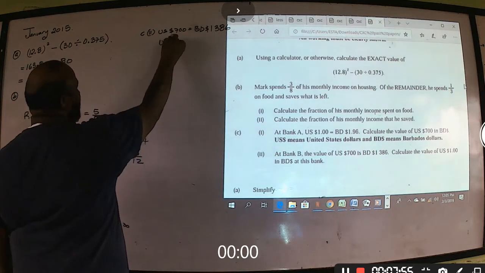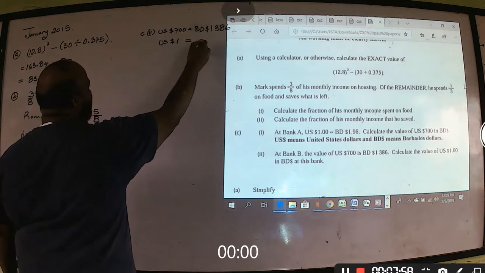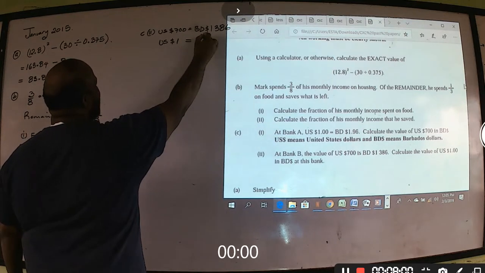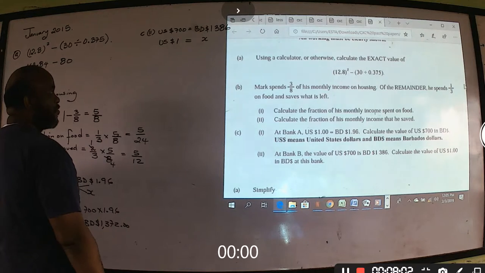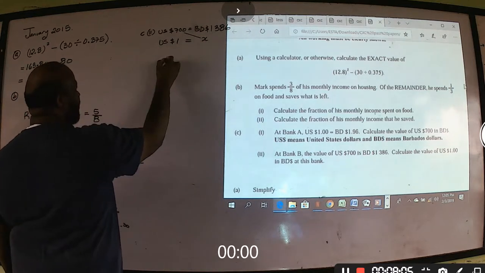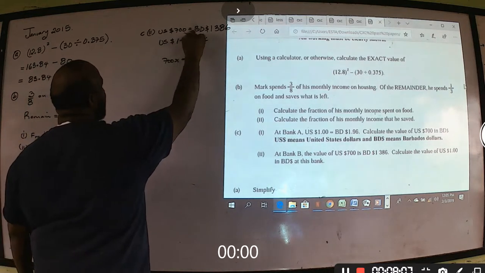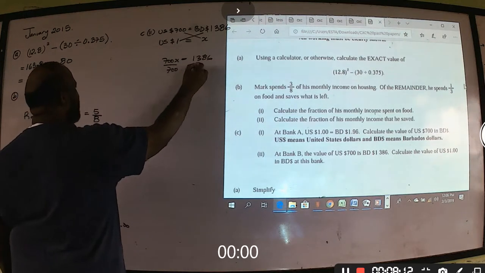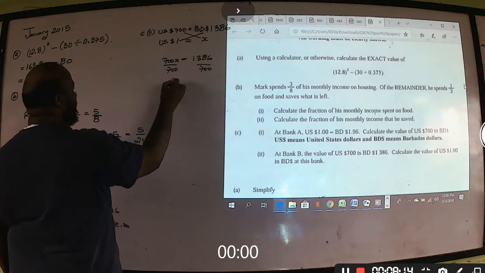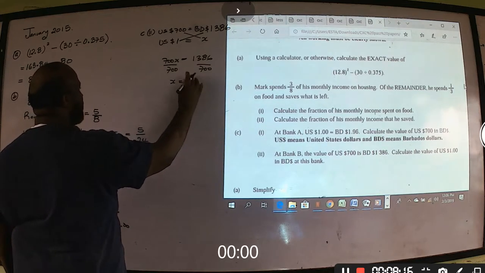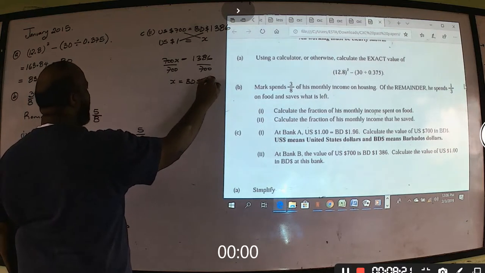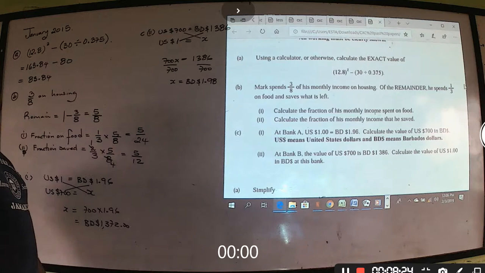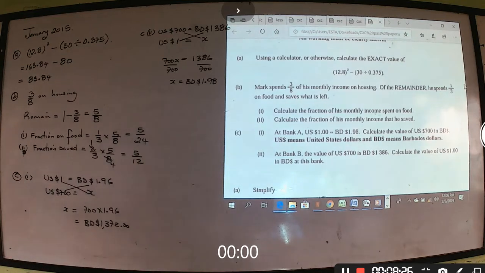Then I would say US $1. I don't know the Barbados equivalent, so I call it x. Then 700x equals 1386, so x is 1386 divided by 700. This is Barbados $1.98. Did you get it? Yes, sir. Alright, I think that's the end of the question.